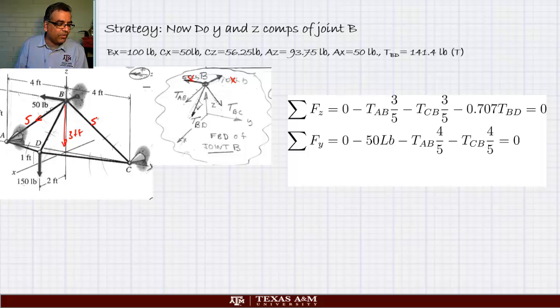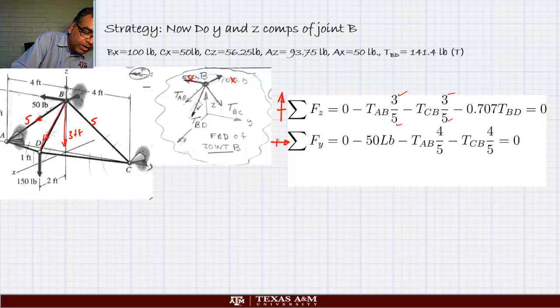So because of the 3, 4, 5 triangle, if you calculate that, that's 3 and 5. So that's why I get 3 over 5, negative. The other one is the z component of this, which is minus 0.707, summing all this way positive. And the other one, Fy, you do the same way.